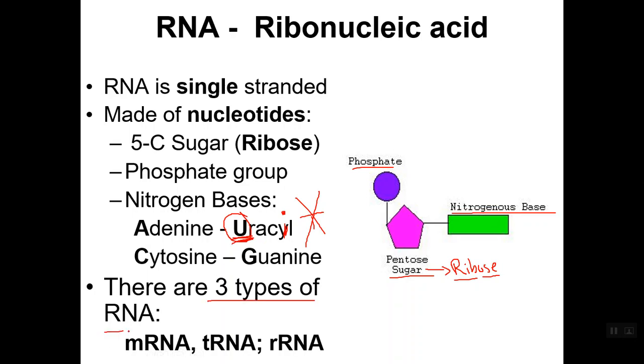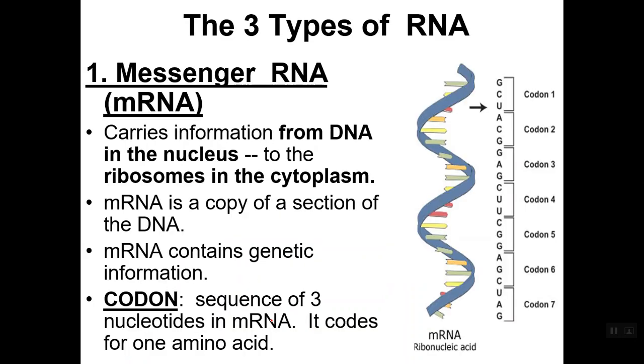There are 3 types of RNA, which we'll talk about in turn. The first is messenger, that's what the M stands for. The second is transfer, that's what the T stands for. And the third is ribosomal, which is actually what ribosomes are made of, which is what the R stands for. All right, messenger RNA, it tells you exactly what it does. It is the messenger. It carries information from DNA in the nucleus to ribosomes in the cytoplasm. This is how the information exits the nucleus, right, via messenger RNA.